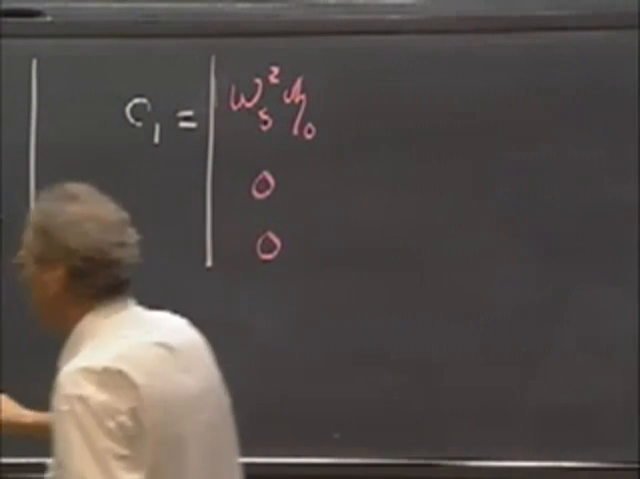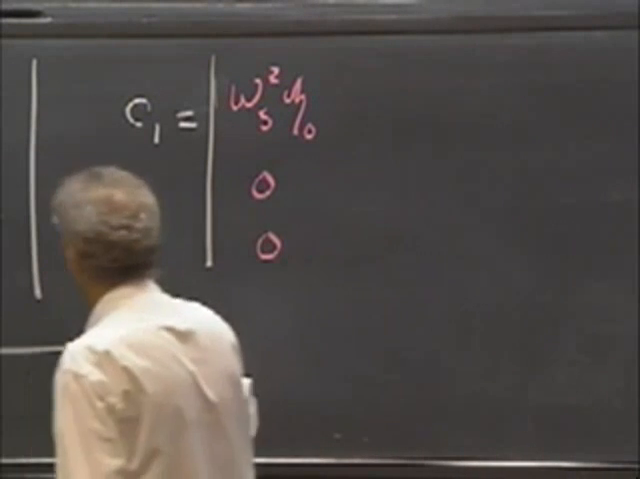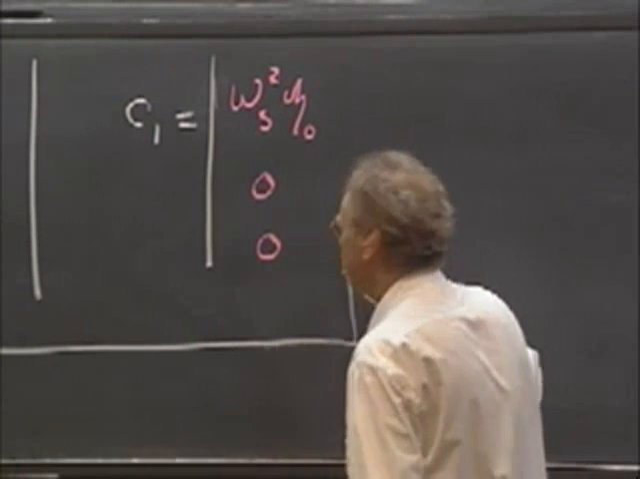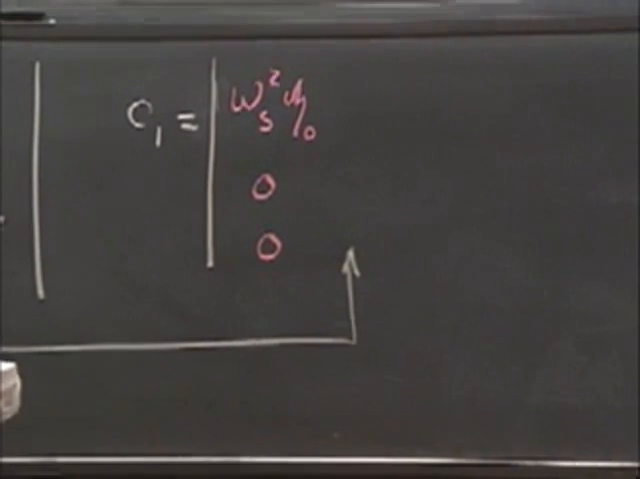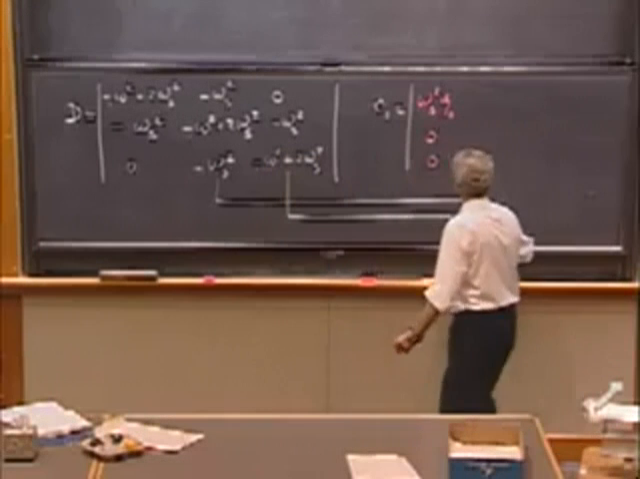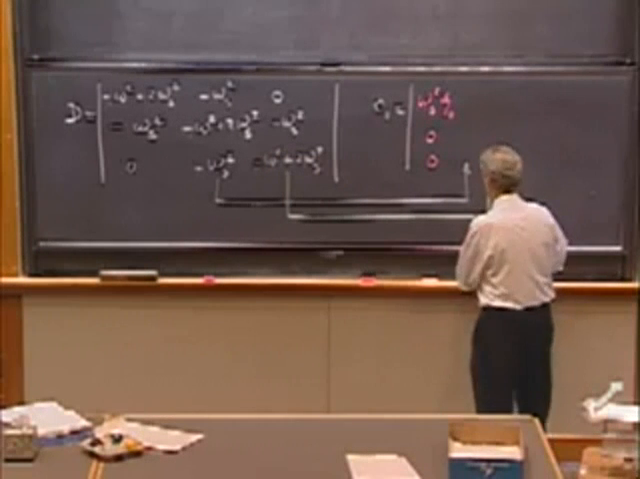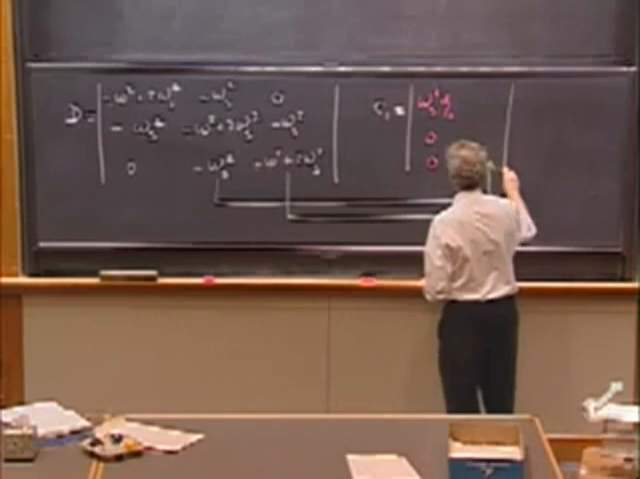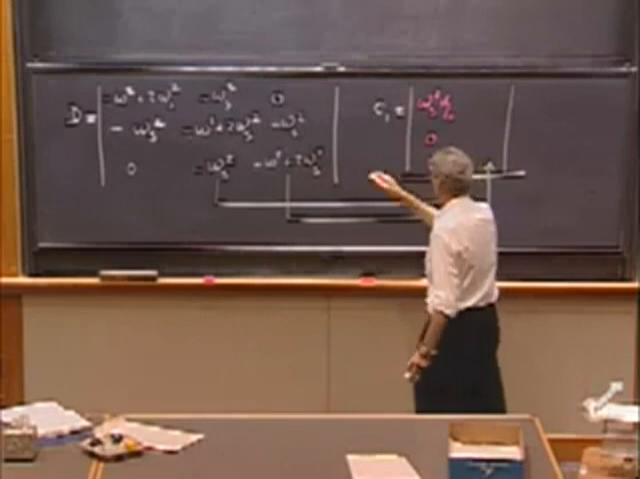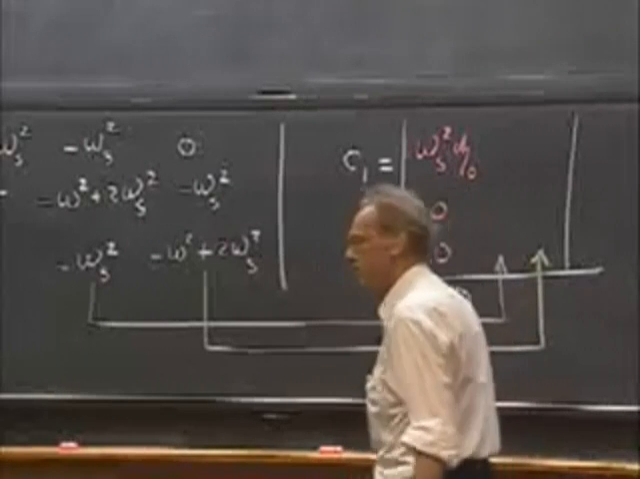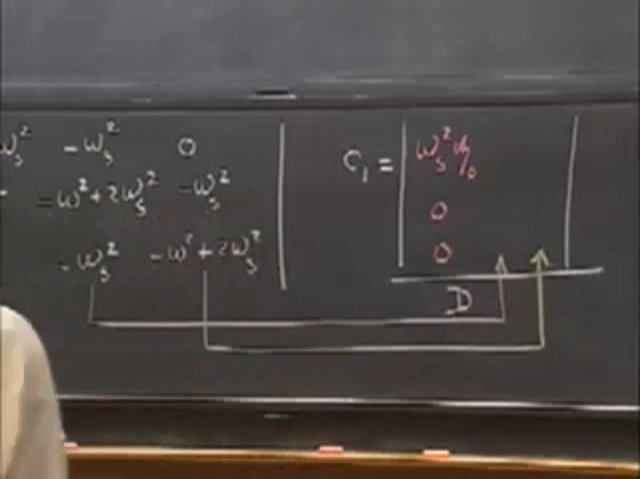And then this column comes here, and this column comes here. That is the determinant upstairs, and you divide it by d. That then is C1.